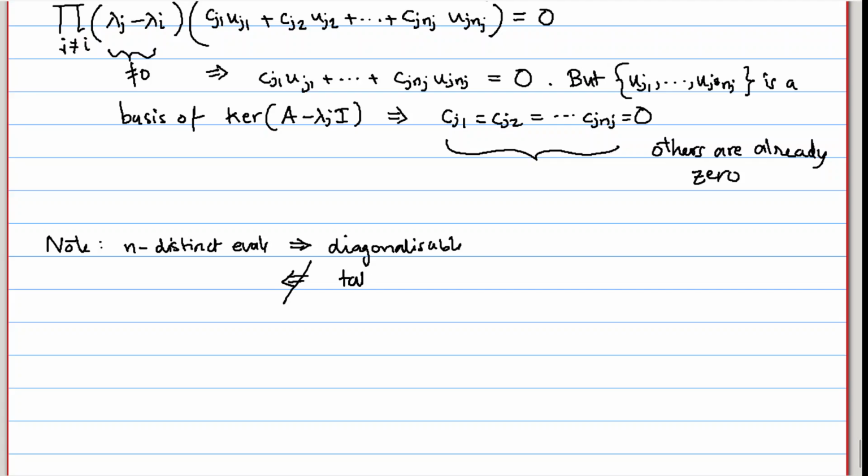Why not? Take, for example, I_2. This is diagonalizable, but it doesn't have distinct eigenvalues.